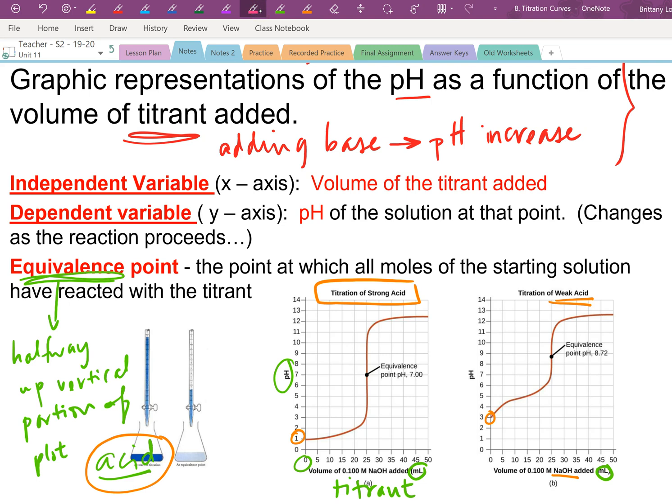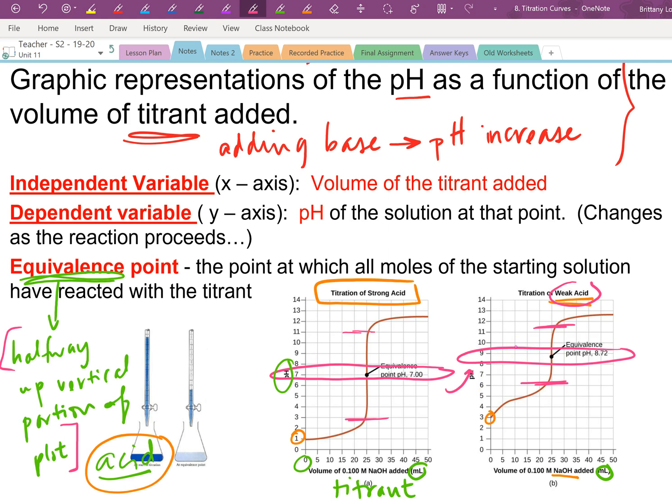The second hallmark is the location of the equivalence point. We've already defined that the equivalence point is halfway up the vertical portion of the plot. If you look where it levels off here and here, halfway between those 2 lines, that's the equivalence point, and notice that it's at a pH of 7. For the titration of a weak acid with a strong base, if we mark where the plot goes flat, the equivalence point is here. Notice it's a little bit higher, close to 9, a little bit under 9.